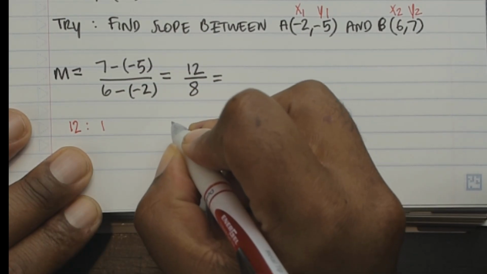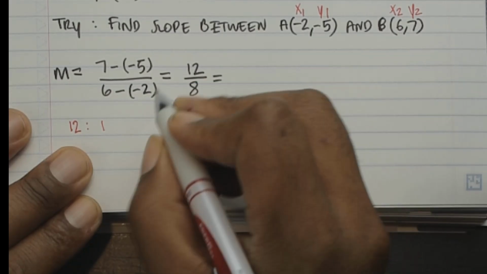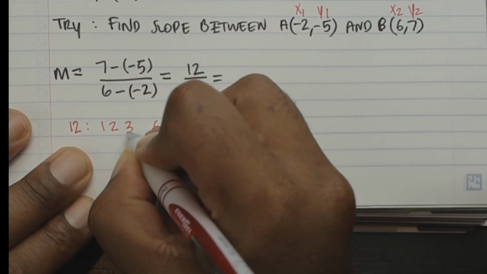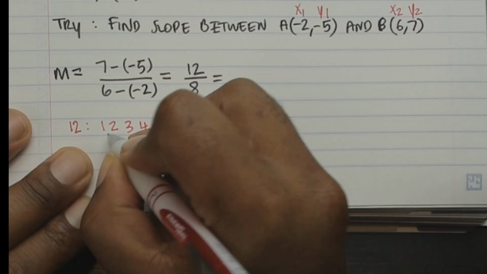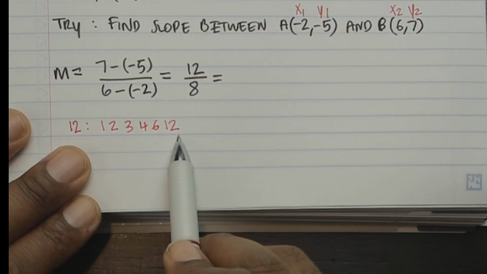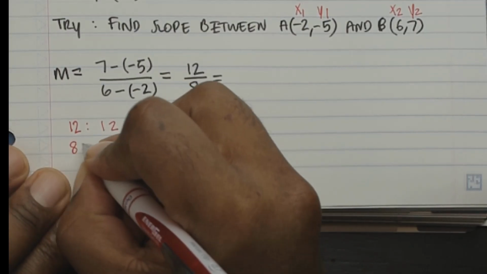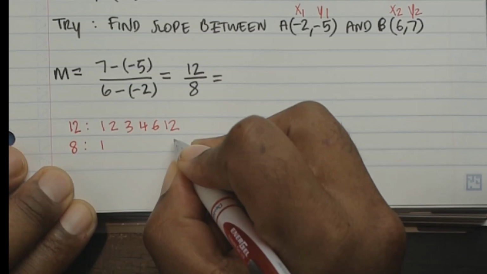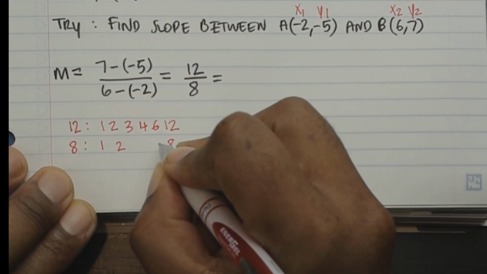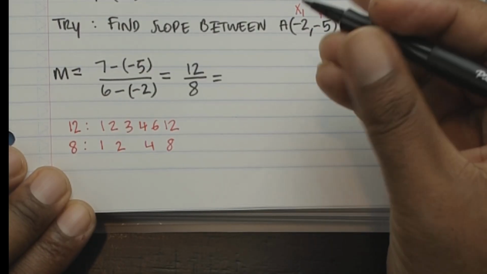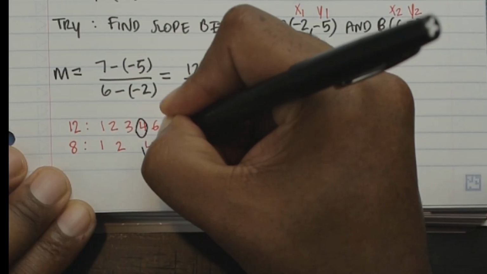That's 1 and 12. You also have 2 and 6. You also have 3 and 4. Okay, so 1 times 12, 2 times 6, 3 times 4. And then for 8, we have 1 times 8 and 2 times 4 and nothing else. So what is the greatest number that they have in common? They have a 4 in common.